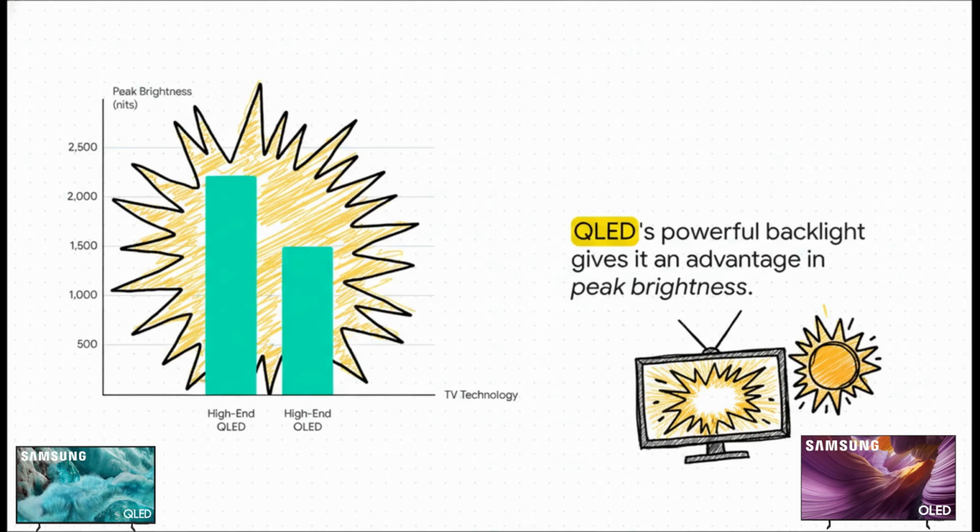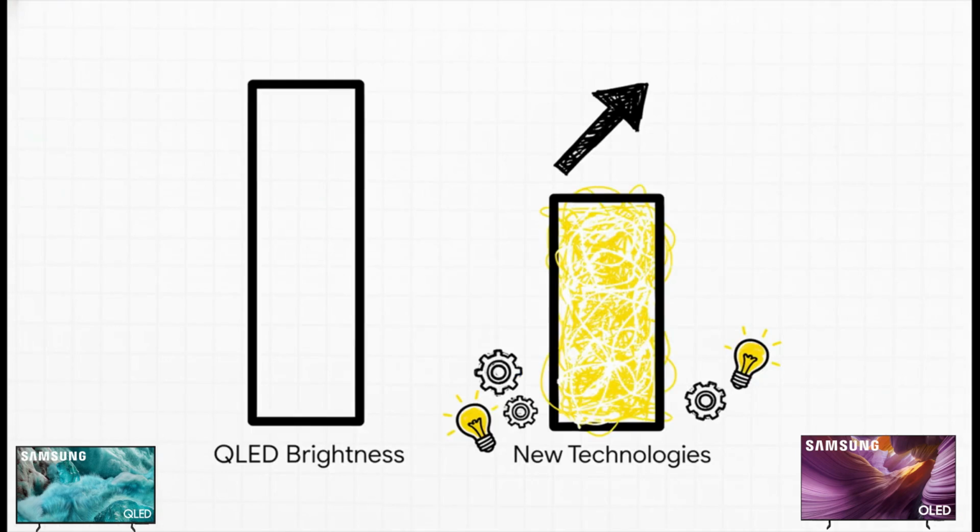This is a huge deal if your TV is in a sunny room, and it makes those bright highlights in a movie, like an explosion or a sunset, just pop off the screen with incredible intensity. Now, I have to add, that brightness gap is shrinking, fast. New versions of OLED tech are getting brighter every single year. So yeah, QLED still wears the crown for peak brightness today, but this race is getting tighter than it's ever been.